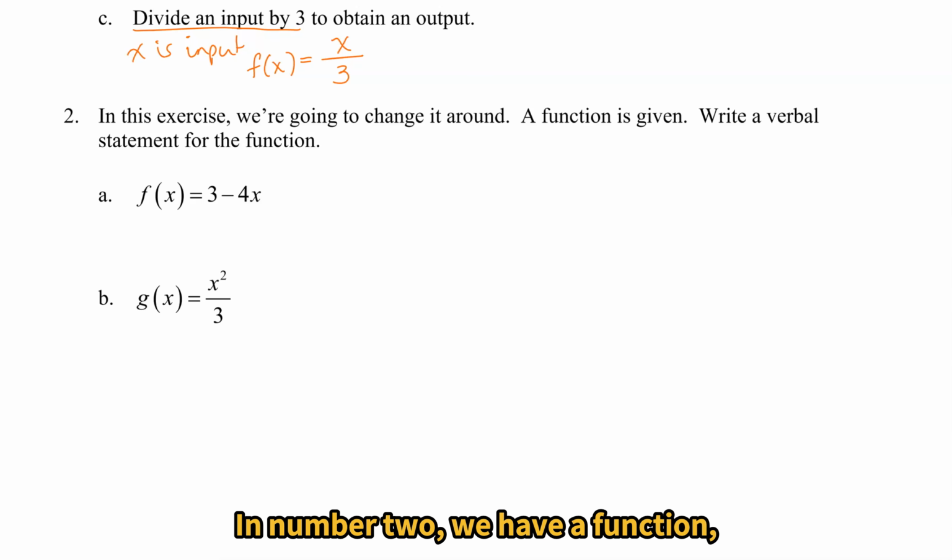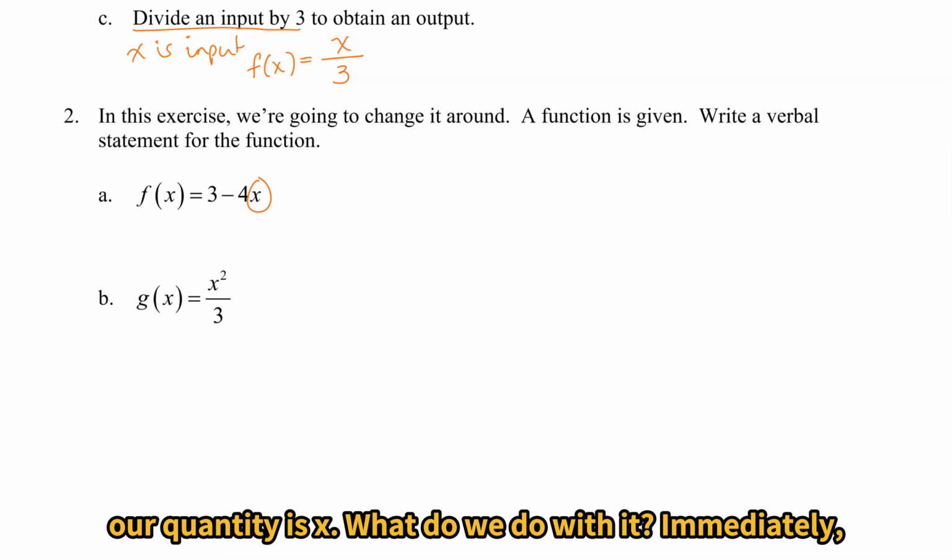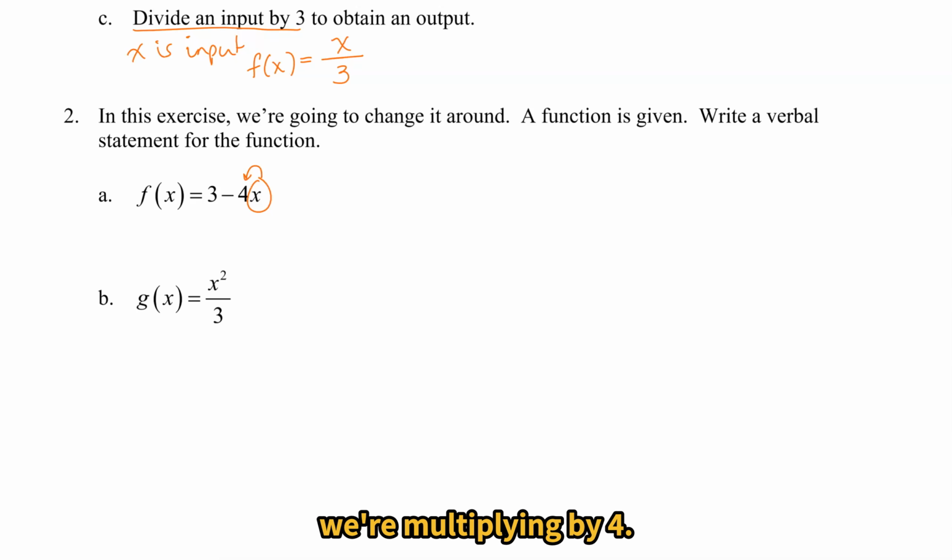In number 2, we have a function, and this time we need to write a verbal statement for the function. So we're going to write in words what these expressions mean. Notice in all of the previous ones, we started with the quantity. What do we do with the quantity? So in this first problem, our quantity is x. What do we do with it? Immediately, we're multiplying by 4. So let's write that down.